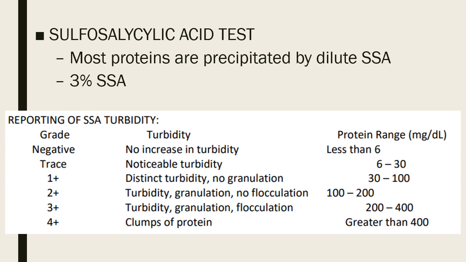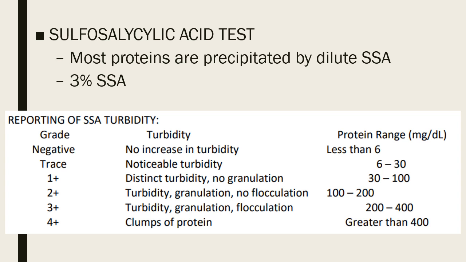Your SSA provides an acidic environment, because with this you add 3 ml of 3% SSA to 3 ml of urine, equal amounts, to acidify. This acidic environment will denature the proteins in the urine, causing them to lose their original conformation, which leads to denaturation and then precipitation, primarily of your albumin. The denatured proteins will form a turbid or cloudy precipitate in the urine, which indicates the presence of proteins.